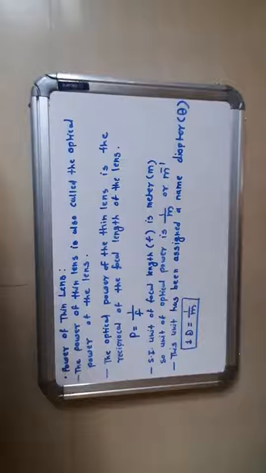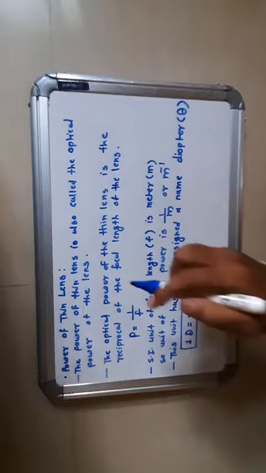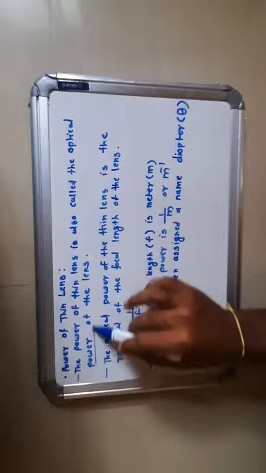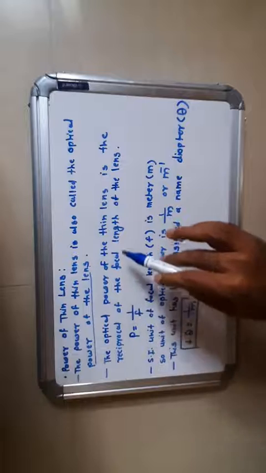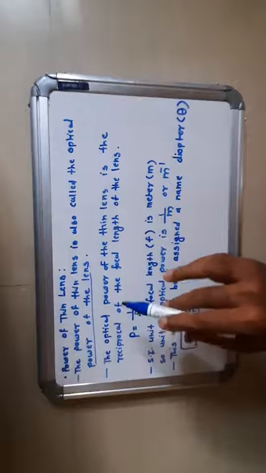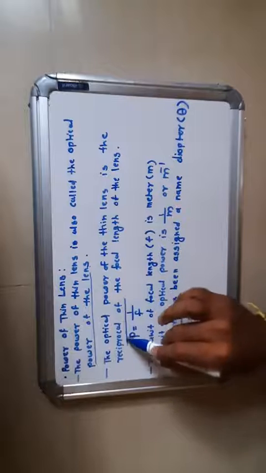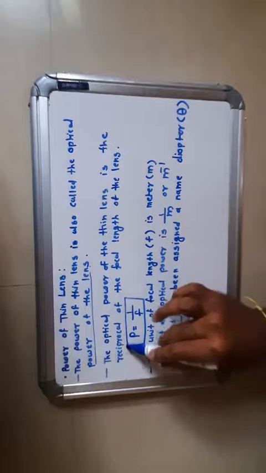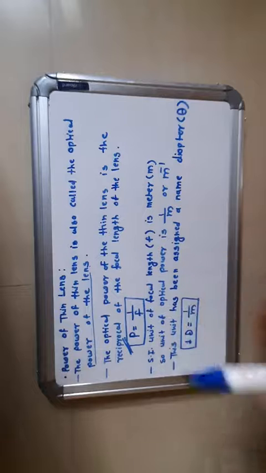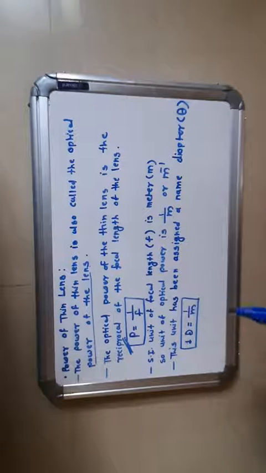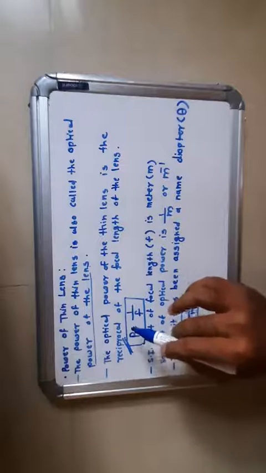Next point is the power of the thin lens. The power of the lens is also called the optical power of the lens. Power of thin lens is also called the optical power of the thin lens, right? The optical power of the thin lens is the reciprocal of the focal length of the lens. म्हणजे optical power of this thin lens is the reciprocal of the focal length of this thin lens. Okay, this is the general definition of optical power of the thin lens.